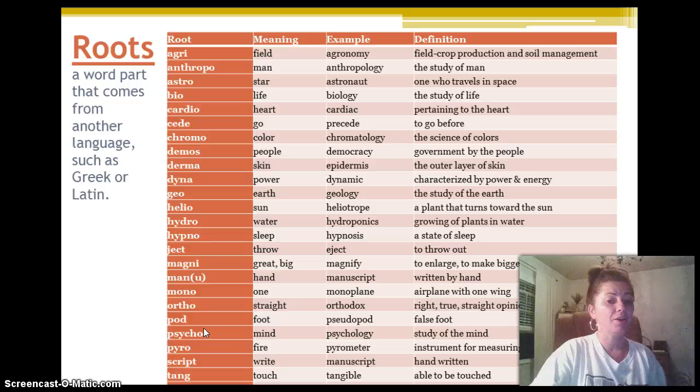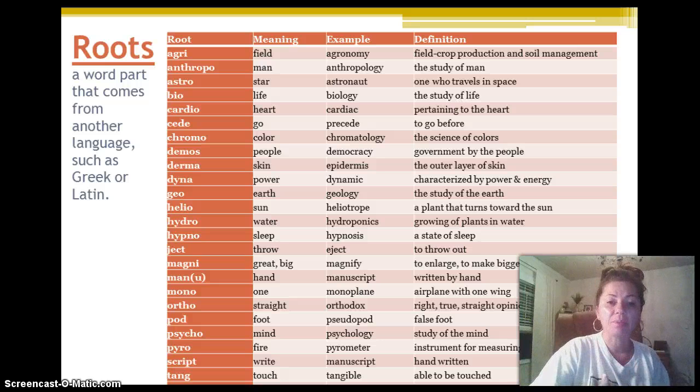Down here we have psycho. We all know what psycho means. It has to do with the mind. So psychology is the study of the mind. And then all the way down at the bottom, we have zoo, zoology, the study of animals. Zoo is actually a root word that means the study of animals. It has to do with animals.